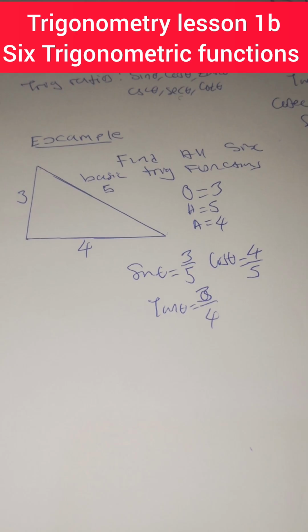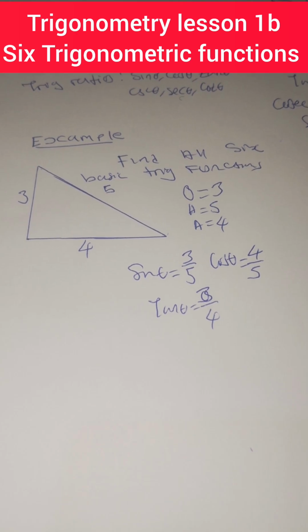So tan theta is equal to 3 over 4, opposite over adjacent. What about cos theta? Cos theta is adjacent over hypotenuse. So those are the first three trig ratios.